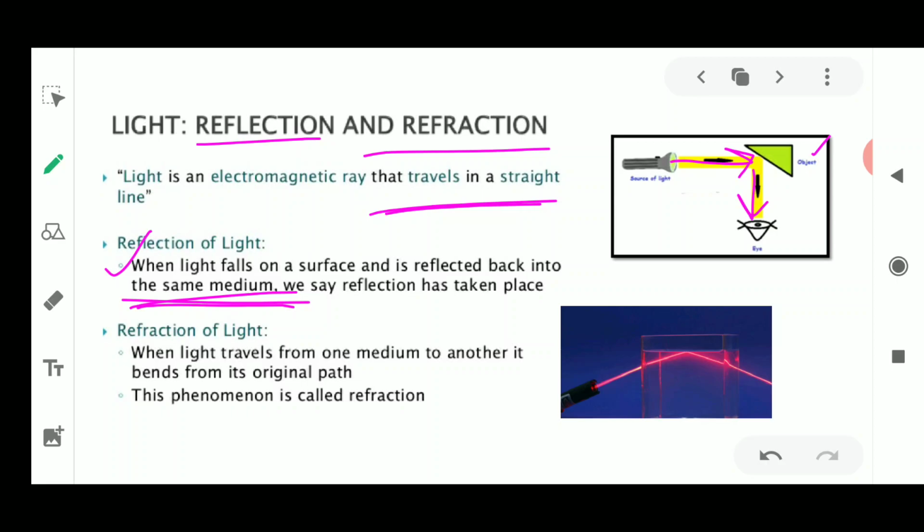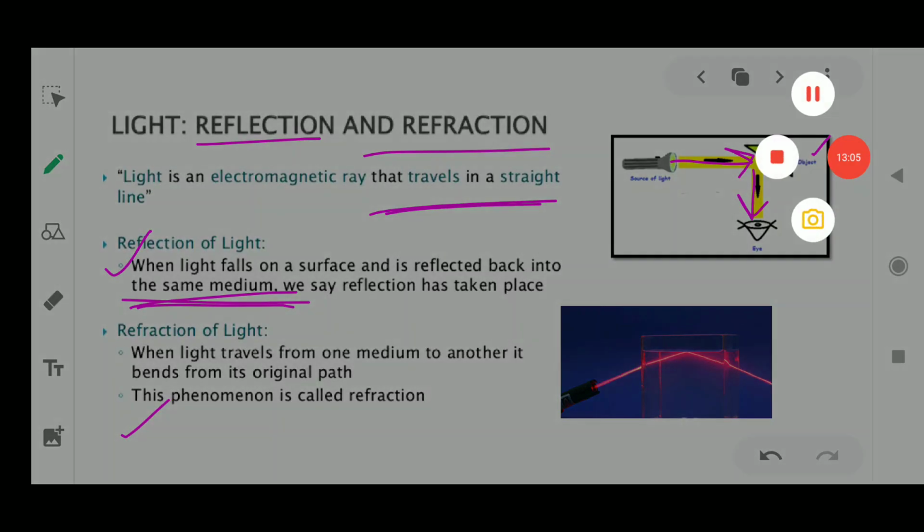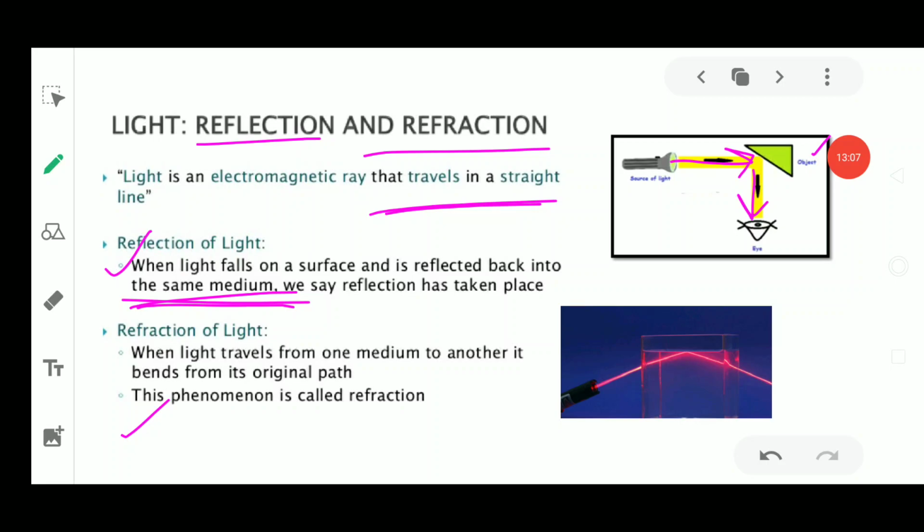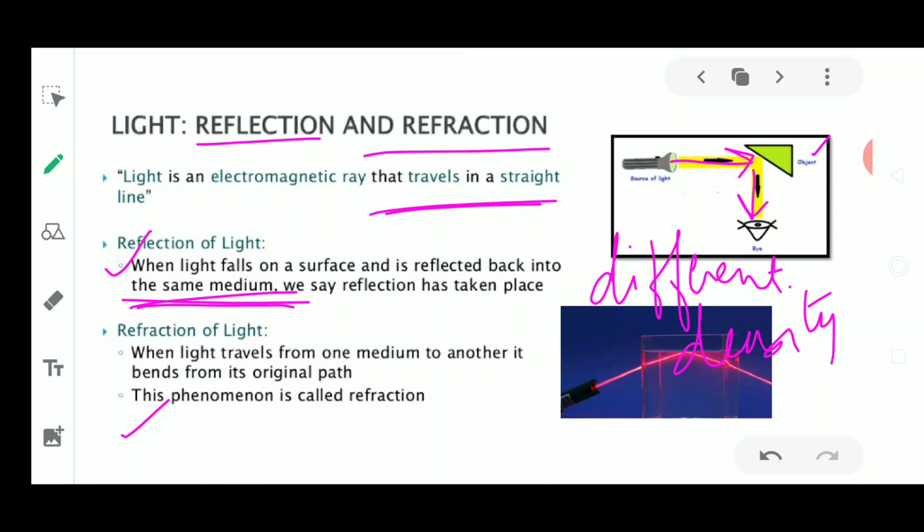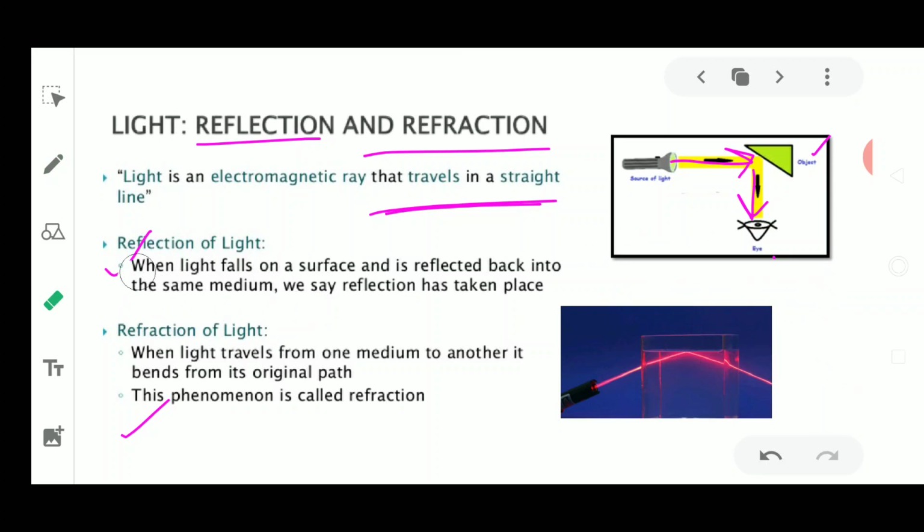Now the next phenomenon of light is refraction. What is refraction? Refraction happens whenever the medium changes, meaning when light moves between objects having different densities. And what is density? Density is the mass per unit volume: how much amount of molecules is kept in a space of one cubic meter. So that will be the density.